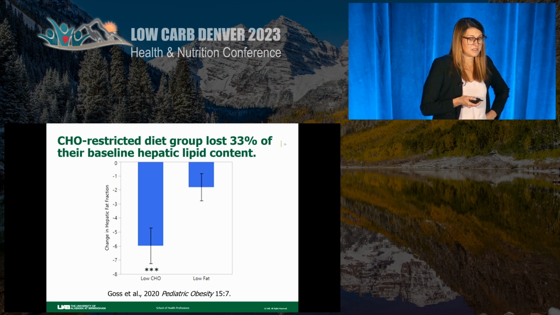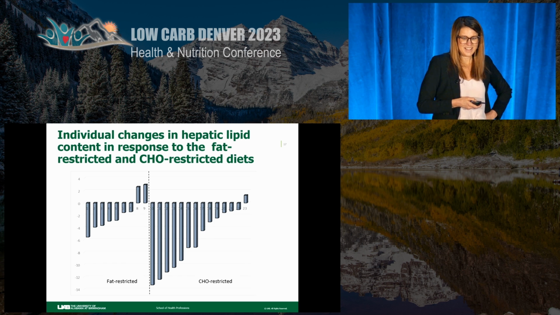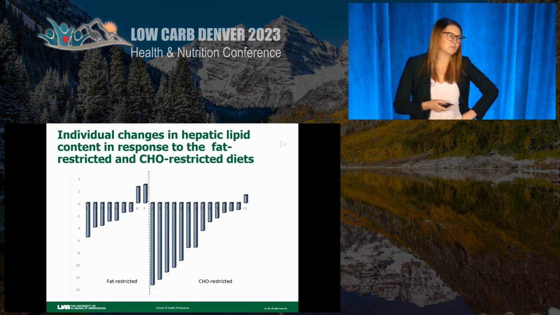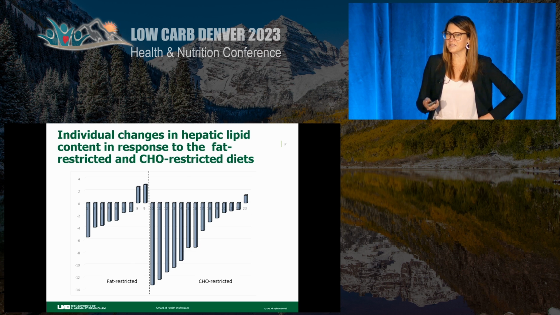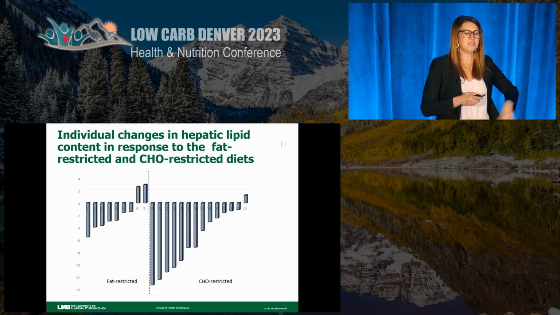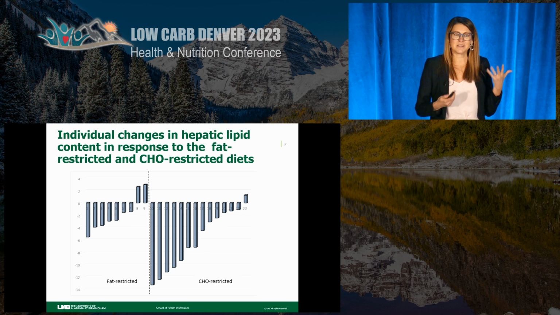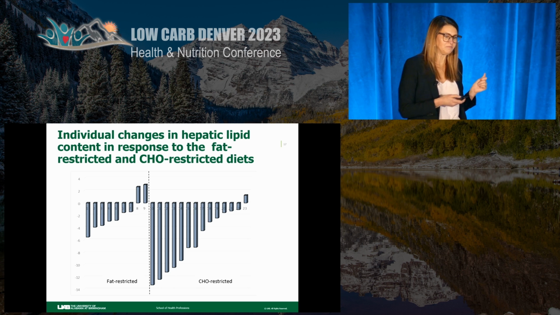And here's the liver fat data. This we published in Pediatric Obesity back in 2020, but we did see that our carbohydrate restricted diet group had about a 33% loss of their baseline liver fat, which we were very excited about. And I always like to show a waterfall plot just to look at the individual responses. There's a lot of information that can be lost if we're just looking at averages of change, but these are the individual patient responses to the two different diets. And what you can see here is that overwhelmingly the kids in the carbohydrate restricted diet group had the best outcomes when it came to changes in their liver fat.